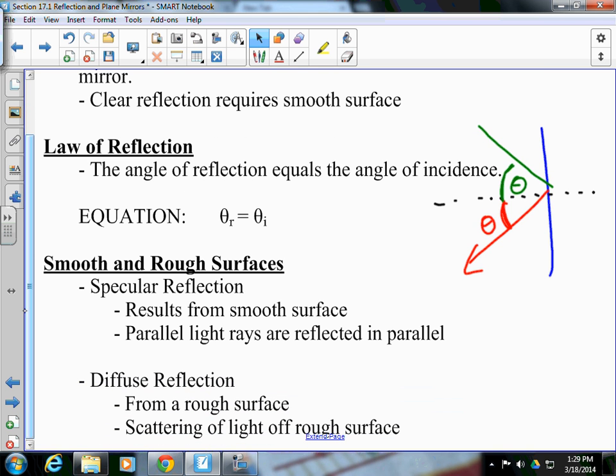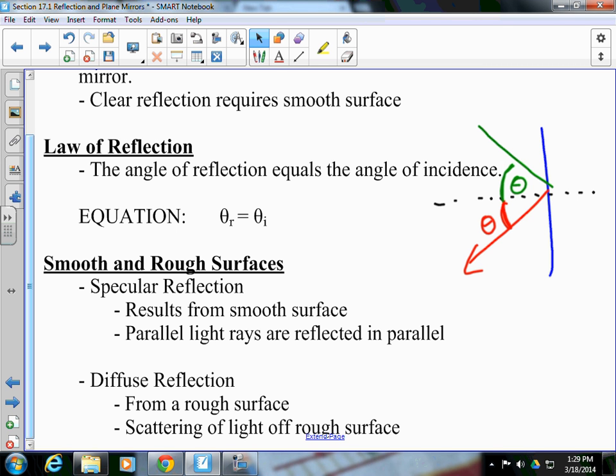When we talk about surfaces, a flat mirror can have two kinds of reflection: specular reflection or diffuse reflection. Now, what's the difference between the two? A specular reflection results from a smooth surface. The parallel light rays are reflected perfectly, like a regular flat mirror. One that's probably in your bathroom is a great example of a specular reflection mirror.